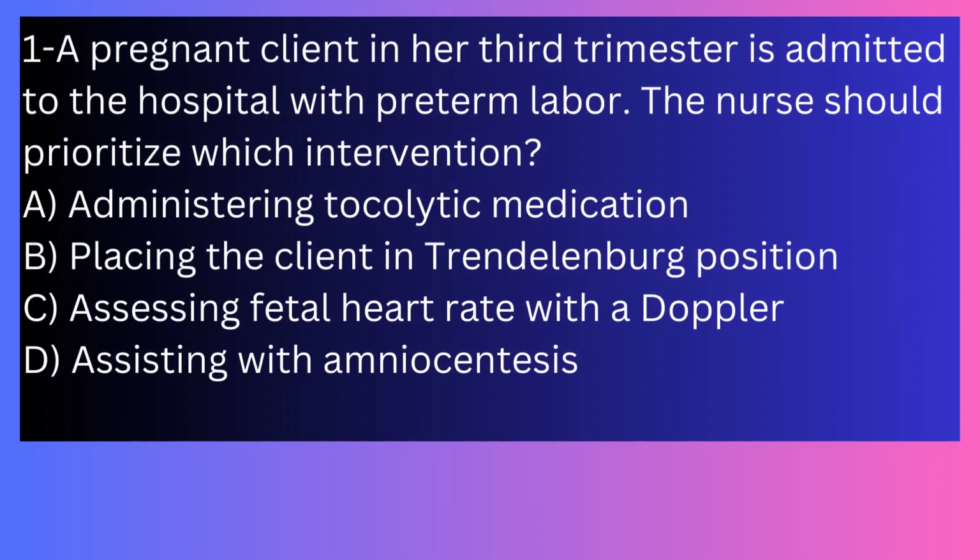Question number 1. A pregnant client in her third trimester is admitted to the hospital with preterm labor. The nurse should prioritize which intervention: A. Administering tocolytic medication. B. Placing the client in Trendelenburg position. C. Assessing fetal heart rate with a Doppler. D. Assisting with amniocentesis. The answer is A.